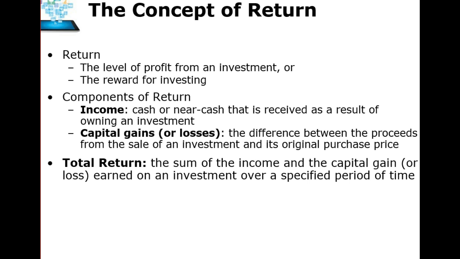Components of return: income and capital gains. So we have two components. Income would be dividends. Capital gains is the difference between the purchase price and the sell price, and that's why we want to buy low and sell high. Or if you're short selling, we want to sell high and buy low.